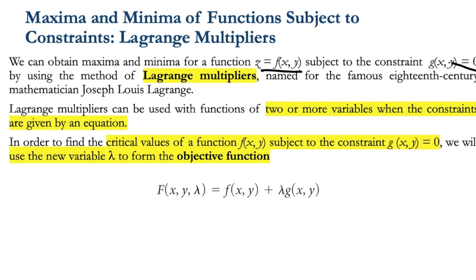What does it mean by equivalent to 0? I'll show you in the form of an example after this, then it becomes clearer. Here, I'm showing you the theoretical bit first. Lagrange multiplier is named after this person, Joseph Louis Lagrange. We can use this for the objective function of 2 or more variables when we have constraints in the equation.